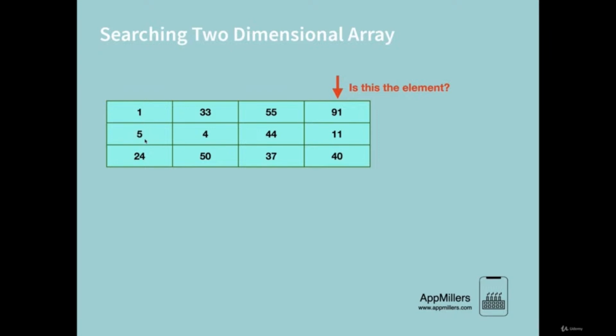And in the second row, it starts from the first column. Is this the element that we are looking for? No. Then it continues to the next one. Is this the element that we are looking for? No. Then it continues to this one. Here we see that this is the element that we are looking for. So the loop will stop here.